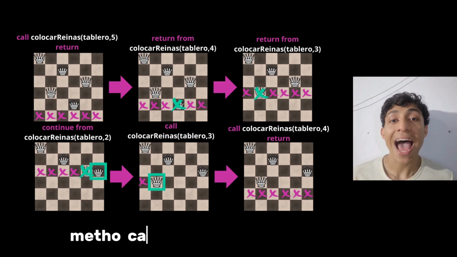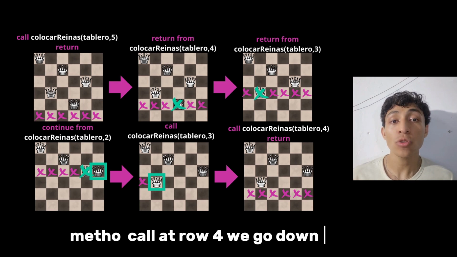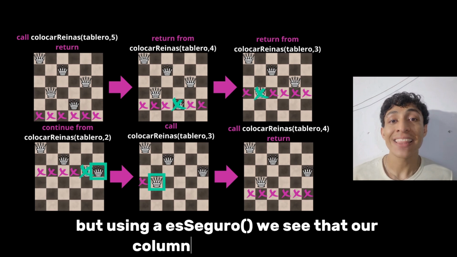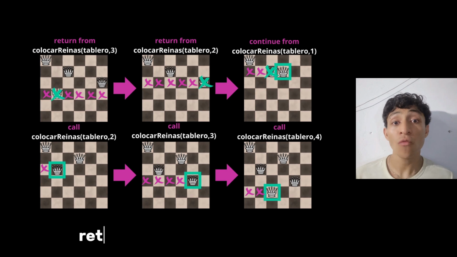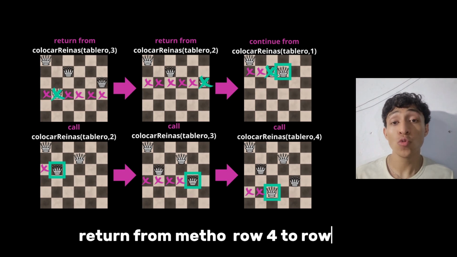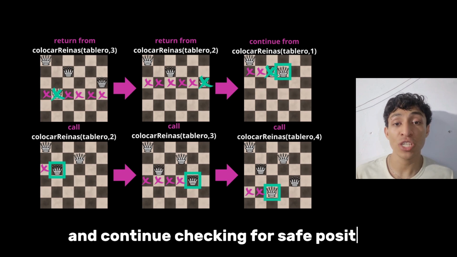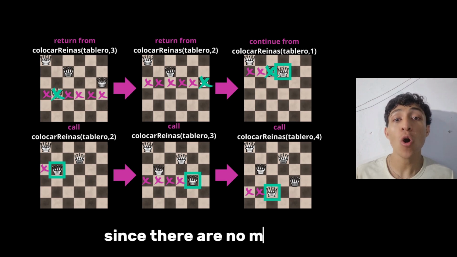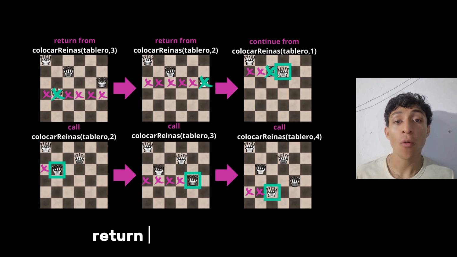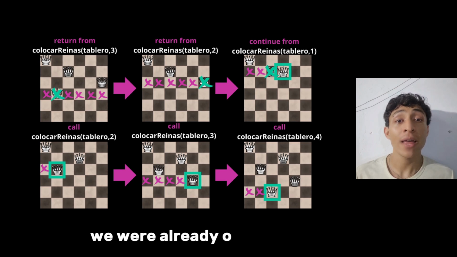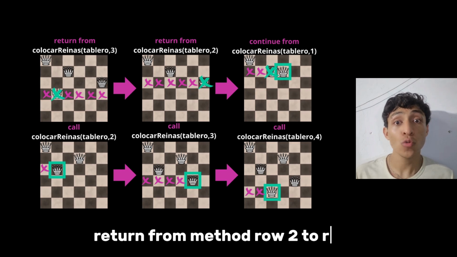Method call at row 4. We go down to row 4, but using seguro, we see that all columns are threatened. Return from method row 4 to row 3. Back at row 3, we remove the queen and continue checking for a safe position, but there are no more options. Return from method row 3 to row 2. We were already on the last column. Return from method row 2 to row 1.